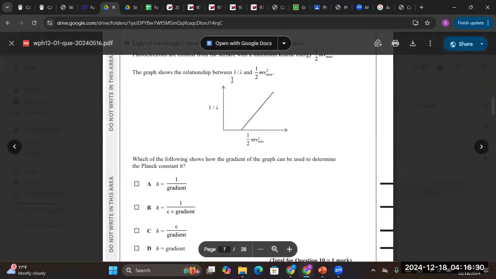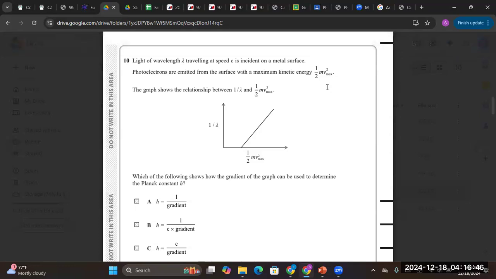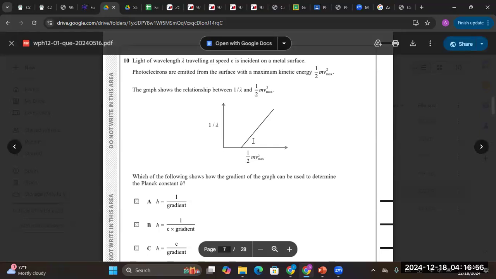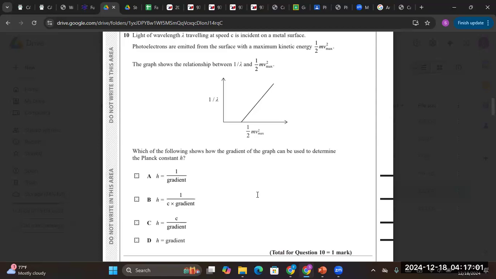Light of wavelength lambda traveling at speed c, the speed of light, is incident on a metal surface. Photoelectrons are emitted from the surface with maximum kinetic energy half mv square. The graph shows the relationship between 1 upon lambda and half mv square. So on the y-axis, they have plotted 1 upon lambda, and on the x-axis, they have plotted half mv square. Which of the following shows how the gradient of the graph can be used to determine the Planck constant?